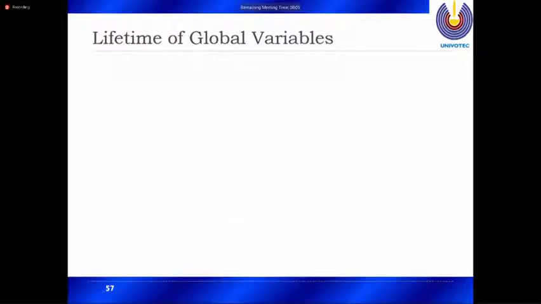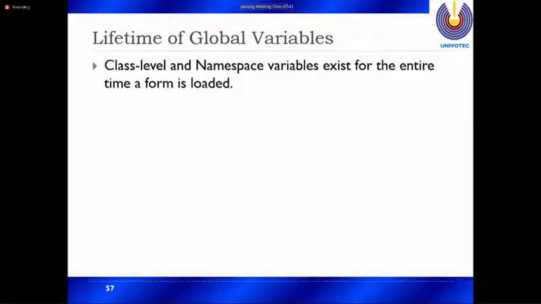Now, the lifetime of the global variable. Any variable, what is the lifetime? If you create the variable and run the program, the lifetime starts. Again, when you stop your program, the lifetime is over. Class level and namespace variables exist for the entire time the program is loaded. When you run your program, the lifetime starts for the global and class level variable.